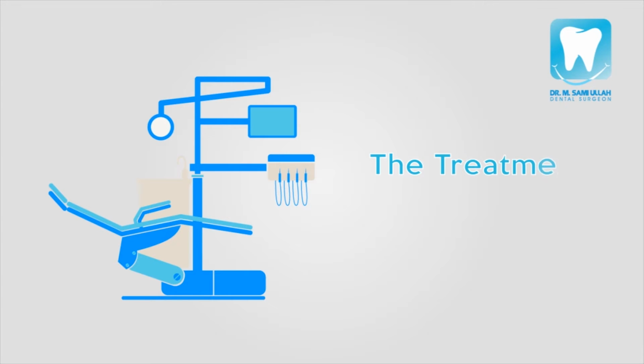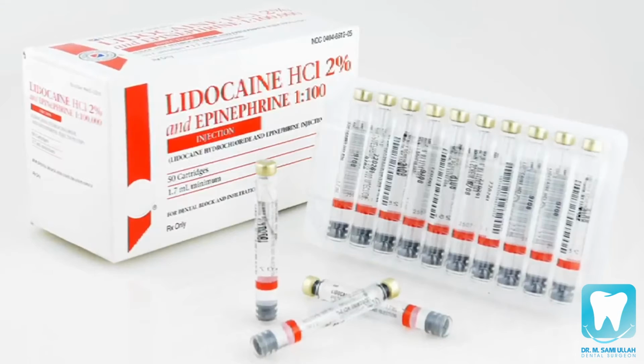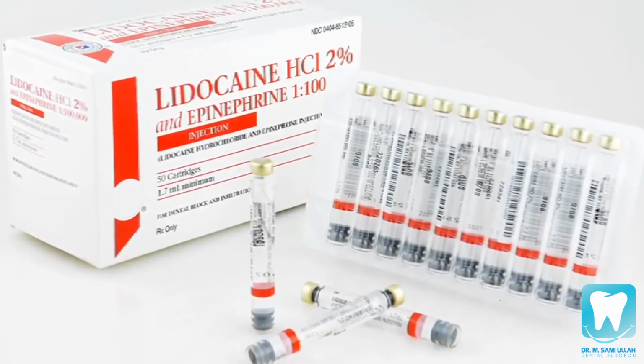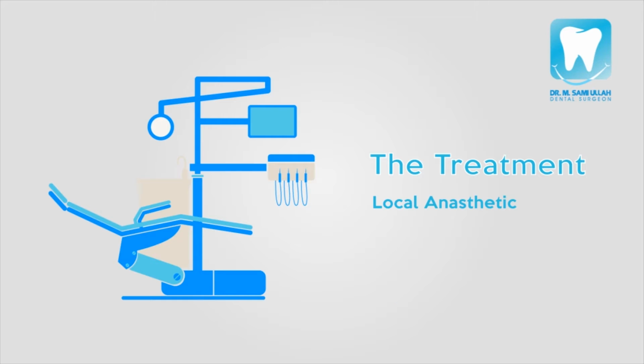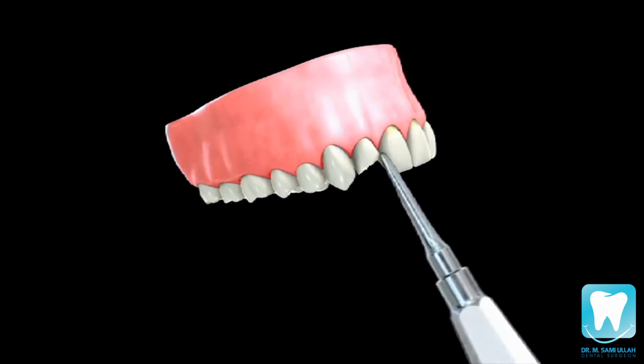So here's how an extraction is done. First, a local anesthetic is applied to make the procedure more comfortable. In some cases, your dentist will elect to use nitrous oxide gas in addition to the anesthetic. Once the area is numb, the extraction begins.